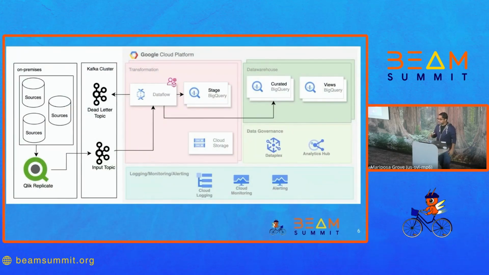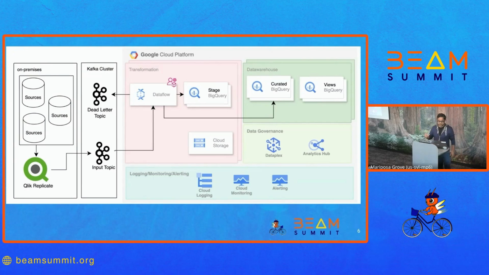Again, in the beginning, I said that this architecture was mainly designed with Qlik and Kafka in mind. These are for customers who already have Qlik Replicate and Kafka, and they want to leverage these two services. So on this left-hand side, the on-prem sources and Kafka cluster, we don't have any design choices that we can pick. We have to work with those services. And on the right-hand side are the services that we chose.